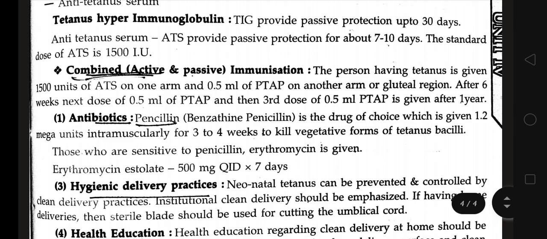Next is combined active and passive immunization. Here, the person having tetanus is given 1500 units of ATS on one arm and 0.5 ml of adsorbed tetanus vaccine on the other arm or in the gluteal region. After 6 weeks, the next dose of 0.5 ml is given, and then a third dose of 0.5 ml is given after 1 year.